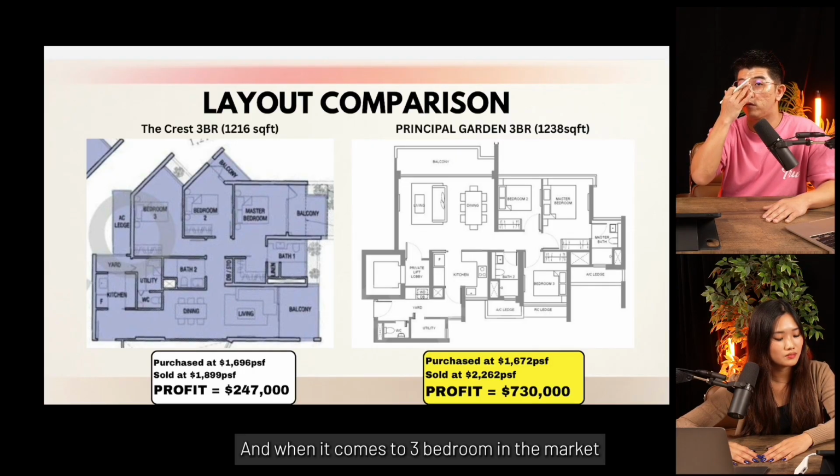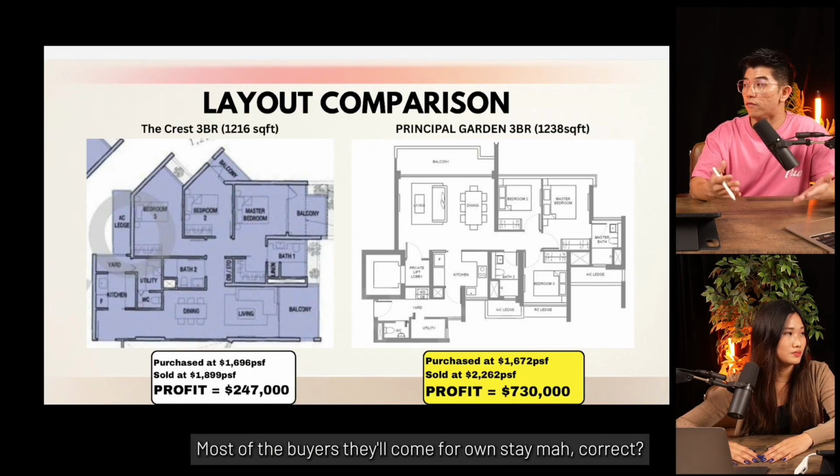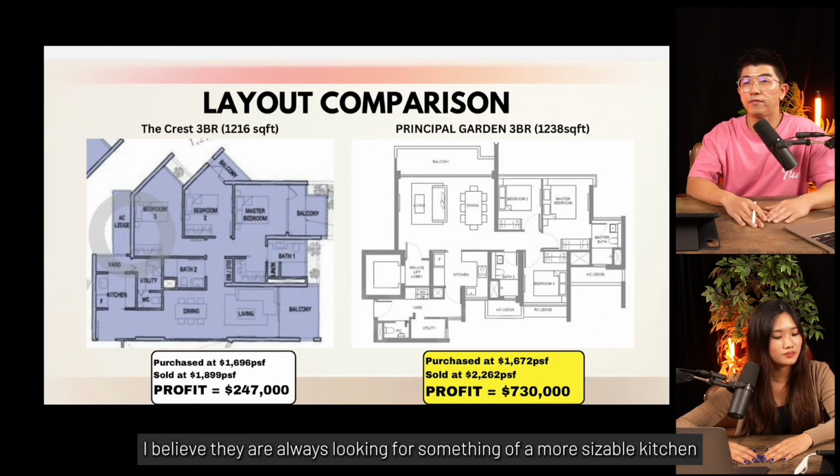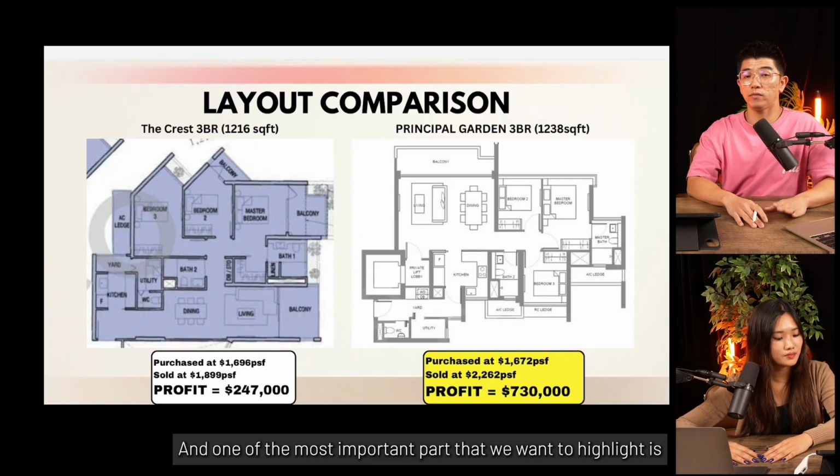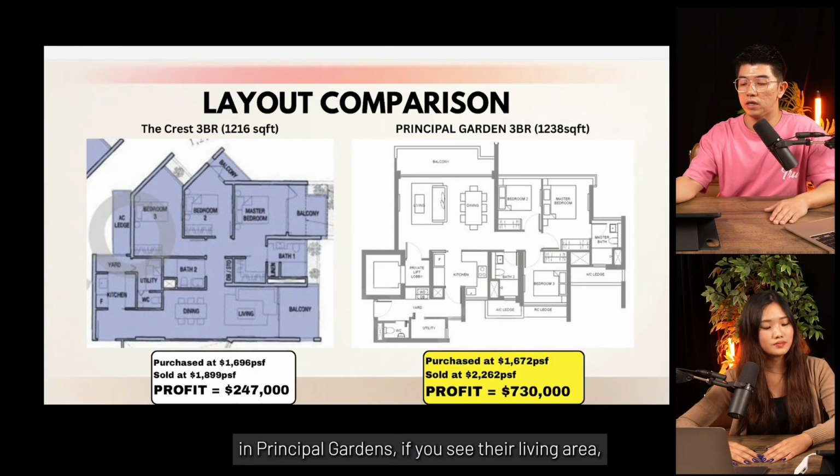And when it comes to 3-bedroom in the market, most of the buyers, they'll come for own stay, correct? I believe they are always looking for something of a more sizable kitchen so that they can do their daily cooking and all.